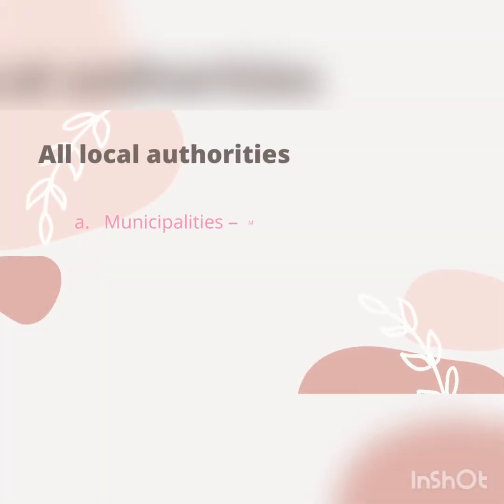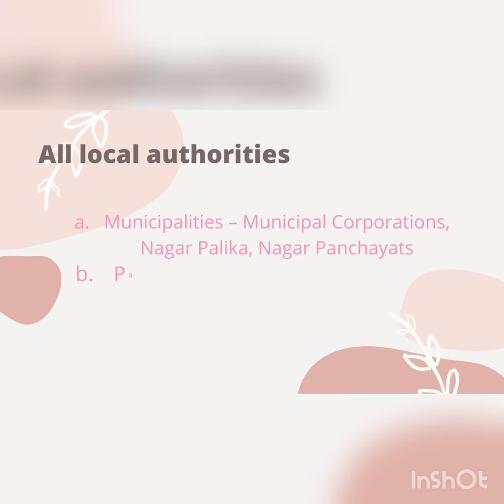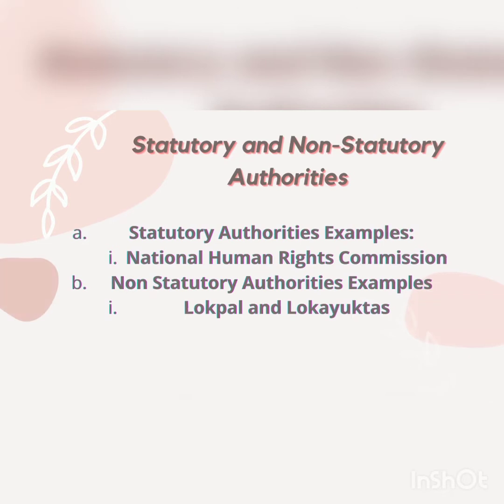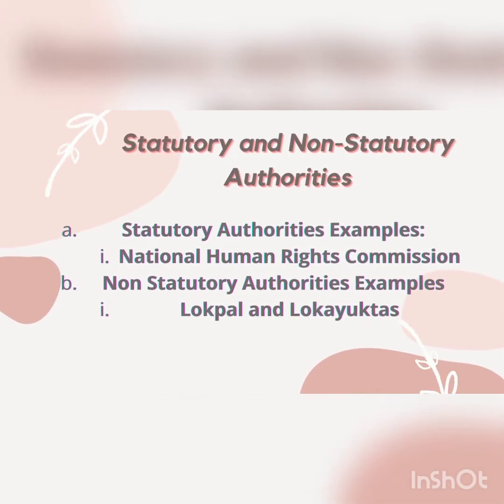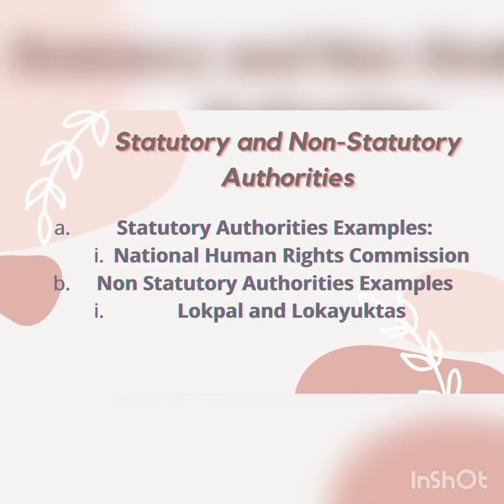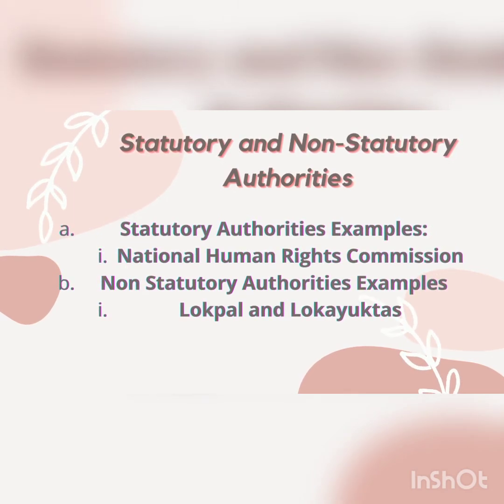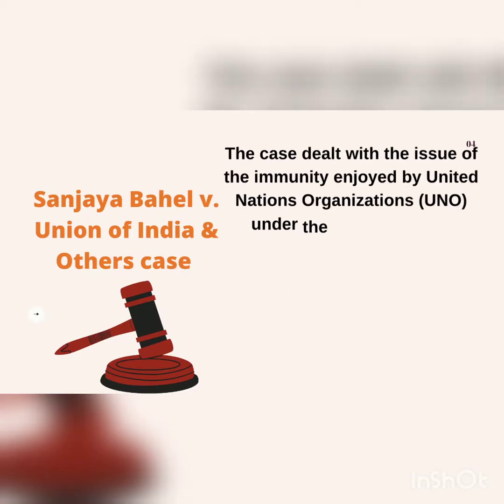Three, all local authorities: a, municipalities, municipal corporations, Nagar Palika, Nagar Panchayats; b, Panchayats, Zilla Panchayats, Mandal Panchayats, Gram Panchayats; c, improvement trusts, etc. Four, statutory and non-statutory authorities. A, statutory authorities, example: National Human Rights Commission. B, non-statutory authorities, examples: Lokpal and Lokayuktas.